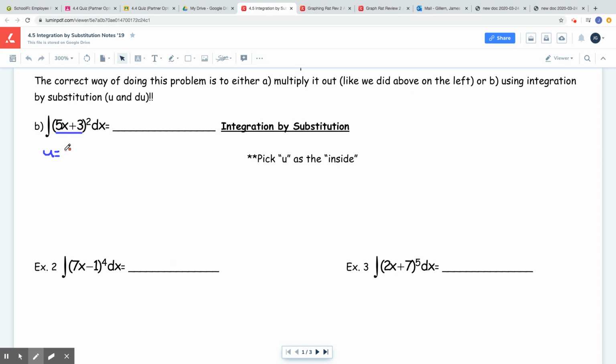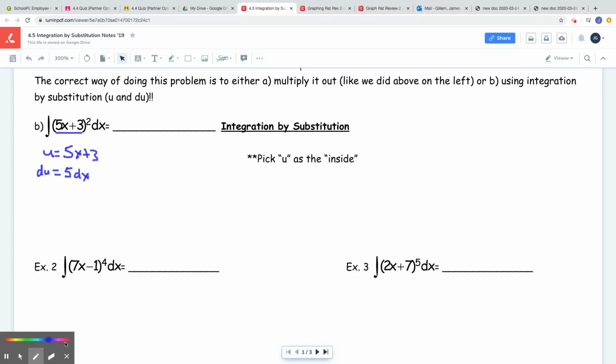So our u is going to be 5x plus 3. That's where we're going to start off. Whatever's on the inside, that's going to be our u. That's where we're going to write it. Then, as soon as you write your u, we're going to write our du, which stands for the derivative of u. So what's the derivative of 5x? Well, it's 5. 3 is just 0. And since we took the derivative with respect to x, we're just going to put a dx after it. So we have our u is 5x plus 3. Our du is 5 dx.